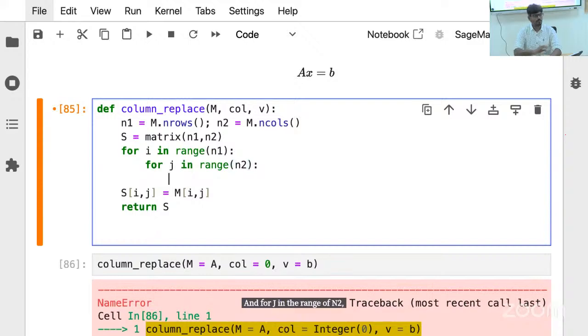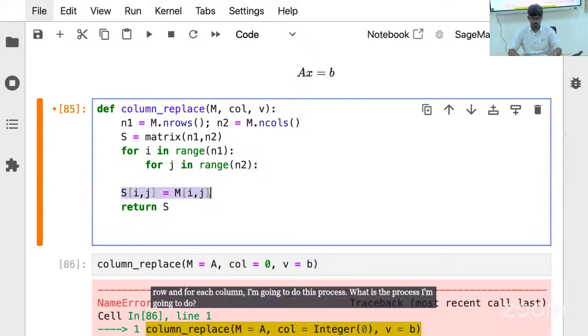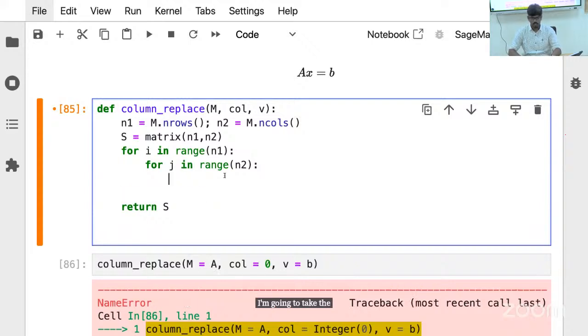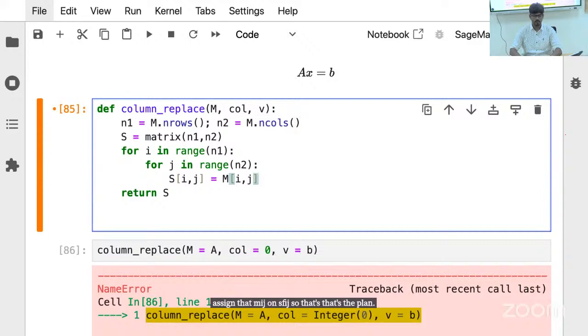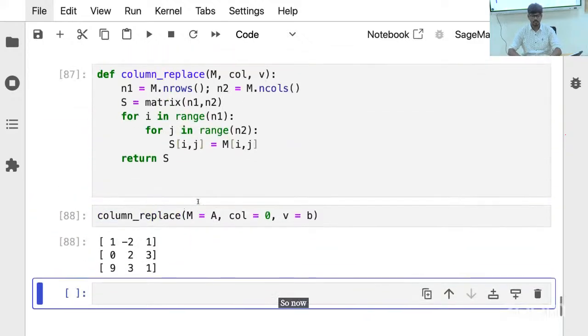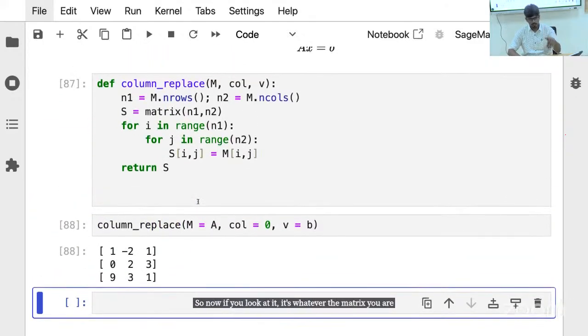So now I am in each row and each column, and I'm going to do this process. What is the process? I'm going to take the M of ij and then assign that to S of ij. So that's the plan. So now whatever matrix you are giving in should come out now, correct? Is it right?